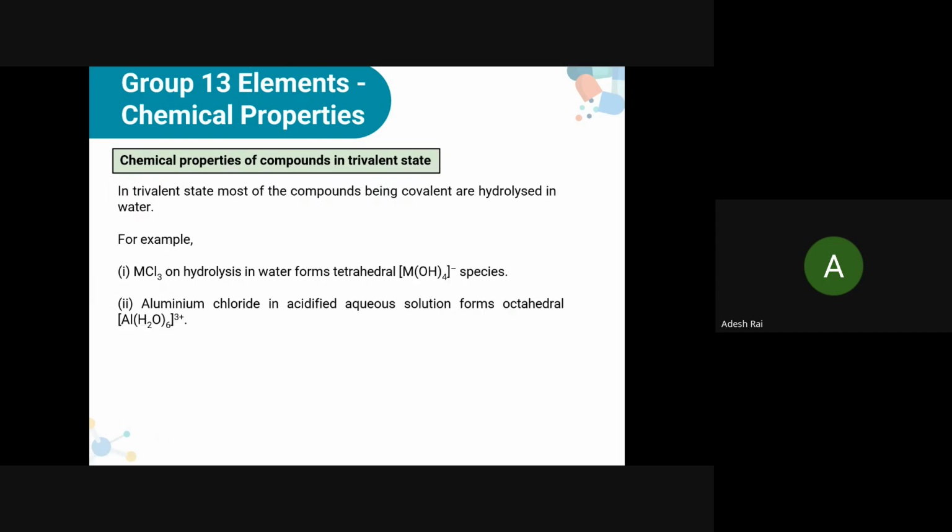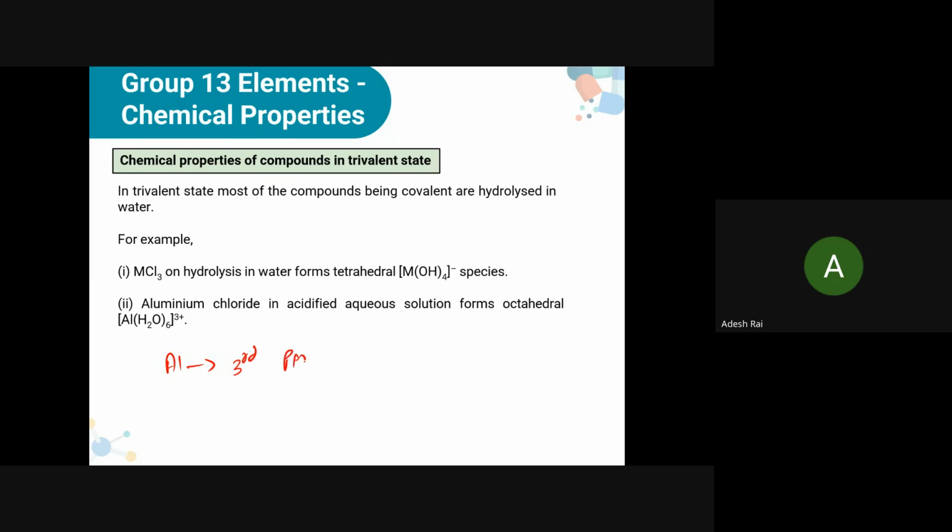Now, in trivalent state, most of the compounds being covalent are hydrolyzed in water. When we are talking about MCl3, we are talking about metals, not boron. MCl3 on hydrolysis in water forms tetrahedral M(OH)4 minus species. And aluminum chloride in acidified aqueous solution forms octahedral species. Now, one more thing. If you see, aluminum belongs to which period?